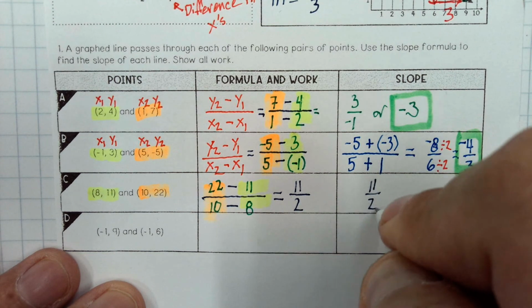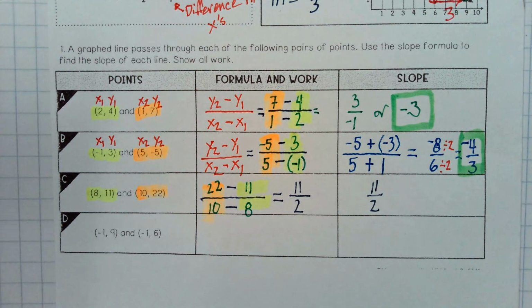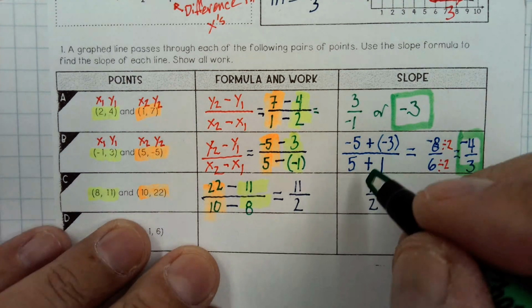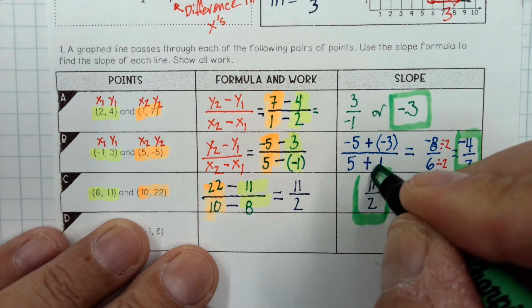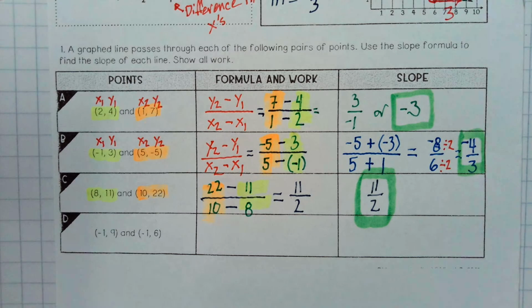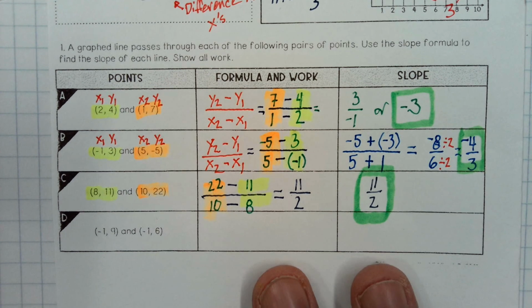11 halves. Think about what that would be if you're graphing. You would have to go 11 spaces up and 2 across. That's a very steep line. If you were building a ramp and its slope was 11 halves, that would be pretty dangerous or a lot of fun. Yeah. Okay, last one.